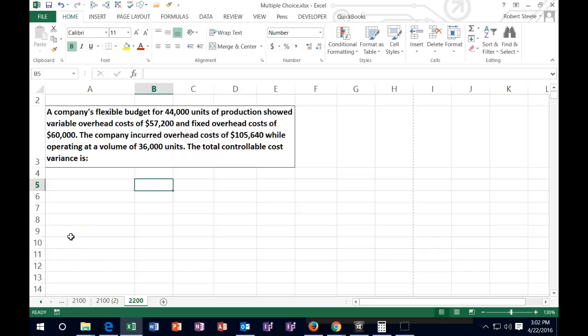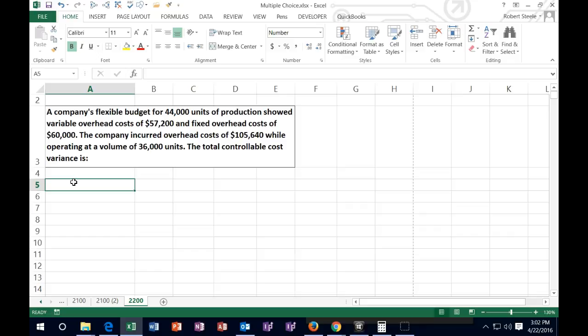Hello, in this lecture we're going to work some shorter test type problems that could be in the format of multiple choice questions. So the first one we have: a company's flexible budget for 44,000 units of production showed a variable overhead cost of 57,200, fixed overhead costs of 60,000.